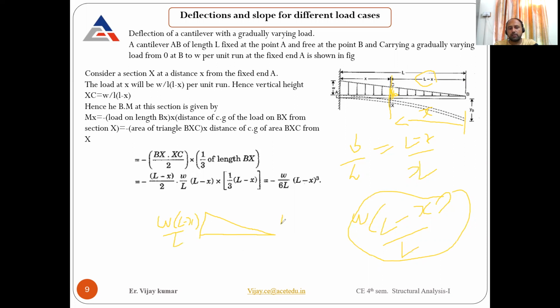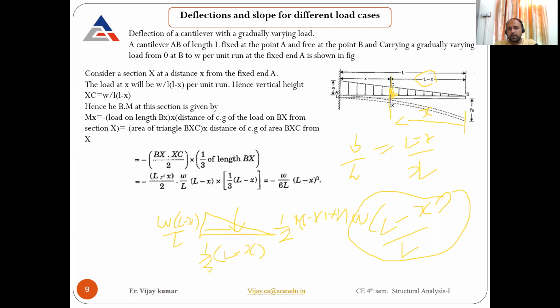That will be nothing but the area of this triangle, half into base, which is L - x, if you are taking x from the fixed end, into the height, which is W(L - x)/L, as mentioned already. This is the area. Now it will act at the centroid. What is the remaining distance? That is 1/3 of (L - x). So this is the complete value.